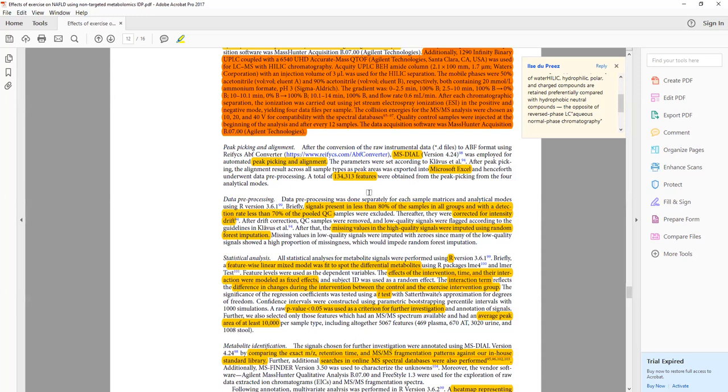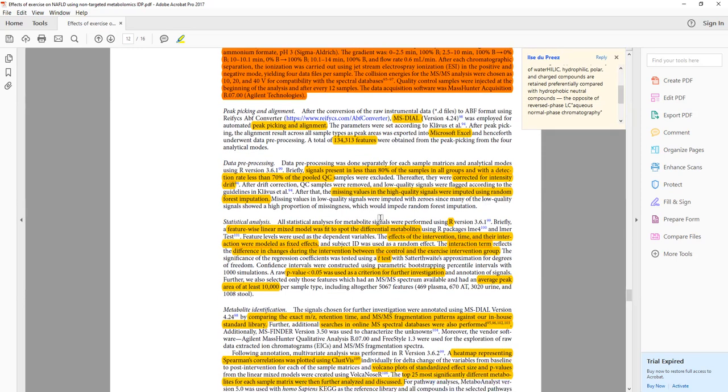They identified 134,000 features in this case. So at this point, you still refer to it as features because you haven't identified what it is. You just know it's something with a mass spec that's there. So this was done for all four analytical methods. For all four analytical methods and all four matrices, they ended up with 134,000 features. I'm sounding like the previous president now. Okay, so that's what they had.